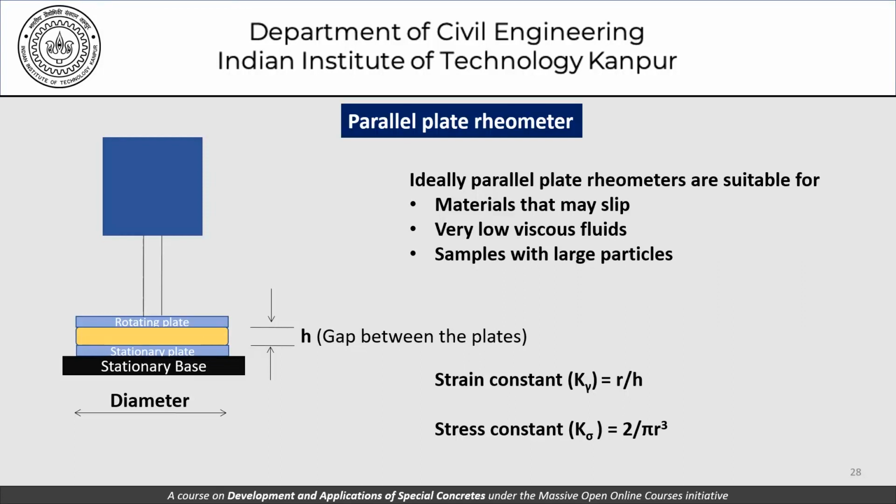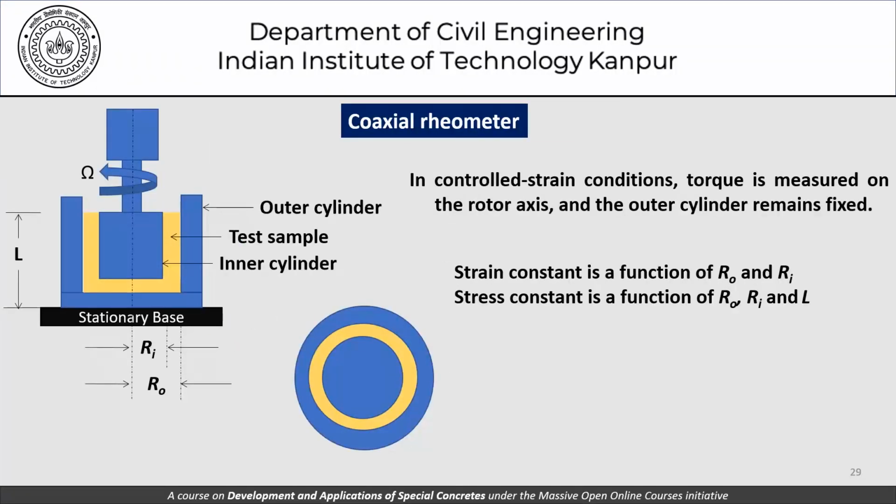Here the gap between the plates is h, the plates being a stationary plate at the bottom and a rotating plate on the top. Another type of a rheometer is a coaxial rheometer, where we have an outer cylinder and an inner cylinder, and in between that we put the test sample. So this assembly in plan looks something like this: the outer cylinder, the inner cylinder, and the sample in between. So in controlled strain conditions, torque is measured on the rotor axis and the outer cylinder remains fixed. So we try to rotate the inner cylinder and try to measure the torque.